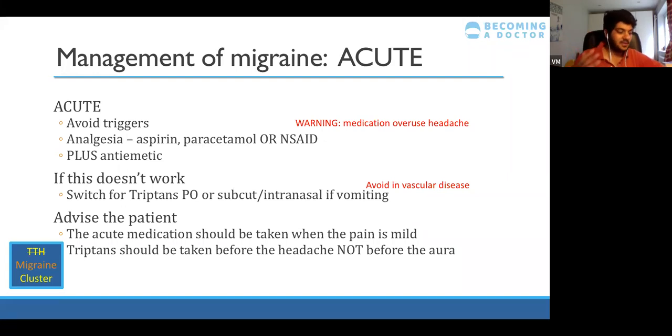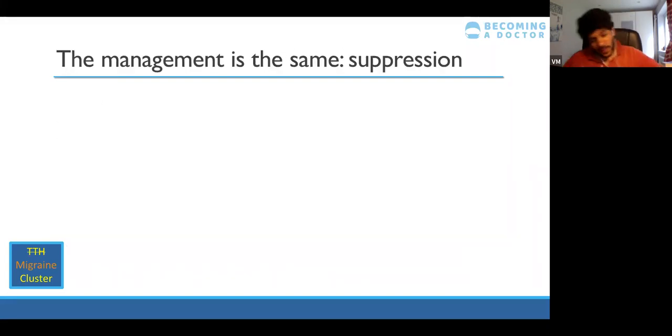Take it once you've had the visual symptoms for a good 15-20 minutes, or if you know how long your aura is, take it during your aura, just before the headache starts, because apparently that's when it's most therapeutically effective. So that's the acute management of migraine.